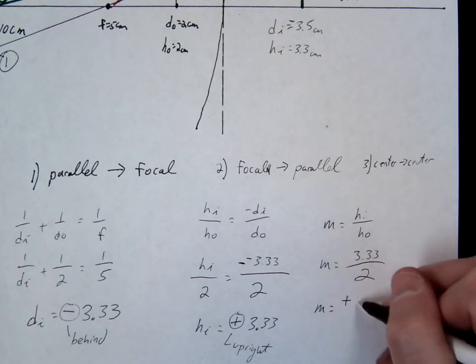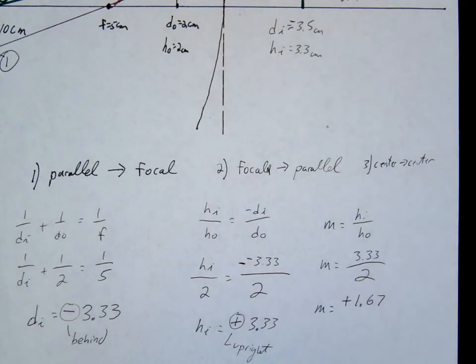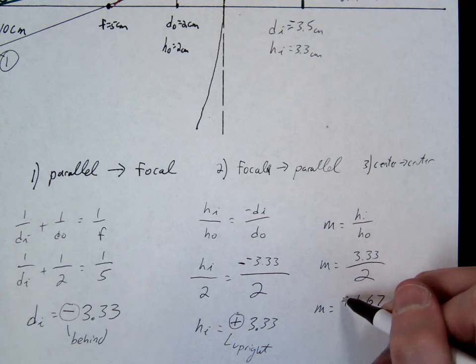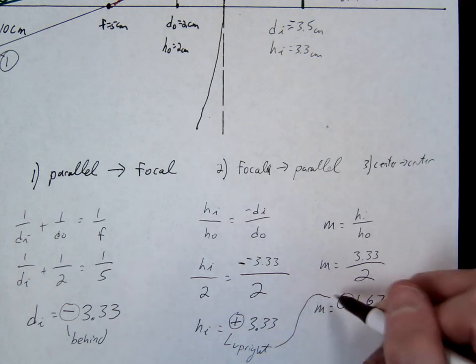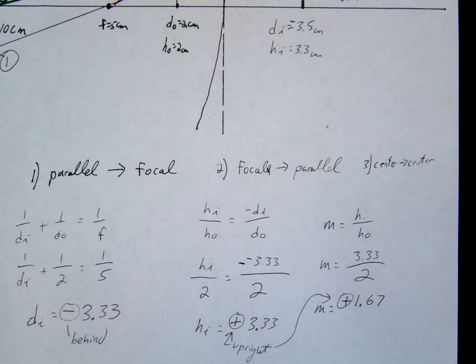Plus, this looks like it's 1.67. Again, what does the positive mean? No. Positive means upright. So be careful. Positive means upright, negative means inverted, for both magnification and for height. Now what does the 1.67 mean? That means it's larger. So anything over 1 is larger, anything decimally, less than 1, between 0 and 1, is smaller. Okay, any questions on this guy?